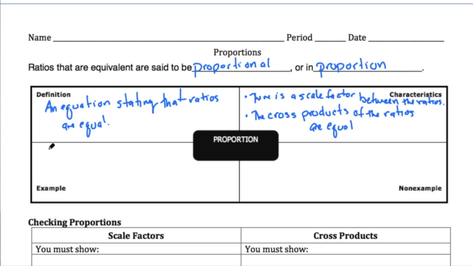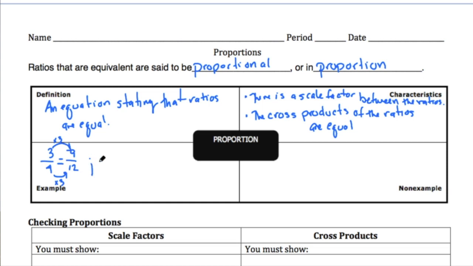Okay, so 3/4, that's a ratio. This ratio is in fact equal to 9/12. This is an example of a proportion. We see that between the two ratios there is a scale factor. We could take 3, multiply by 3 to get 9, and that 3 is what we call the scale factor. The same thing is true in the denominators. We can multiply by 3 and we see that 4 times 3 is 12. It has to be the same scale factor both times.